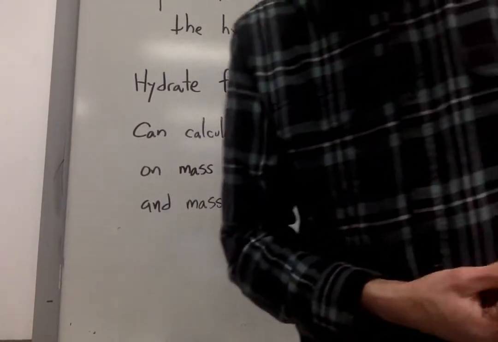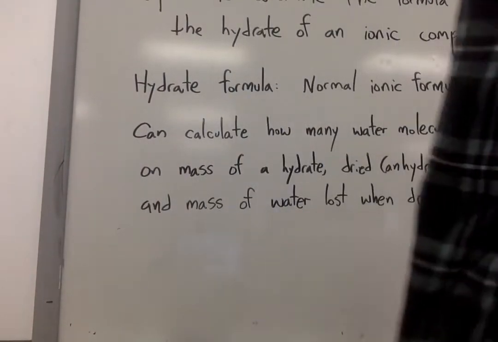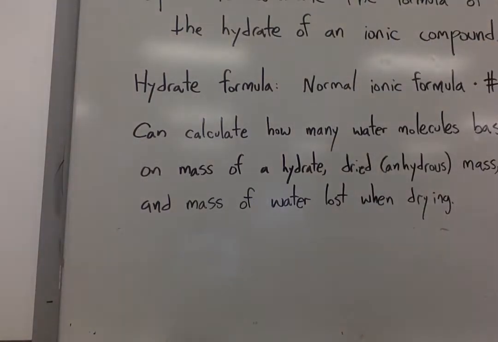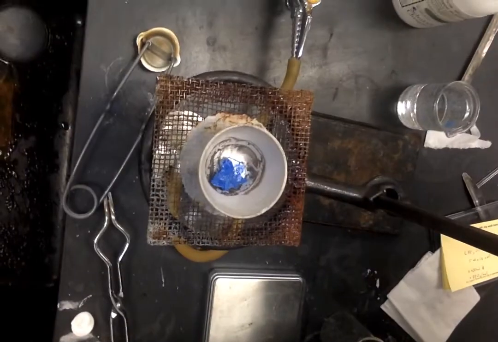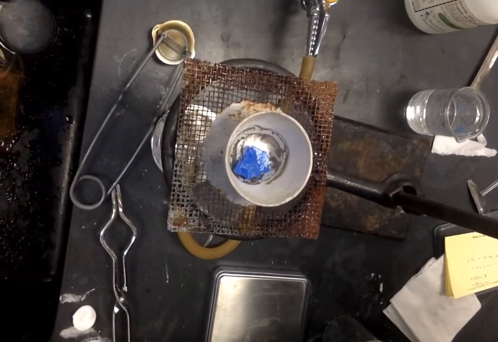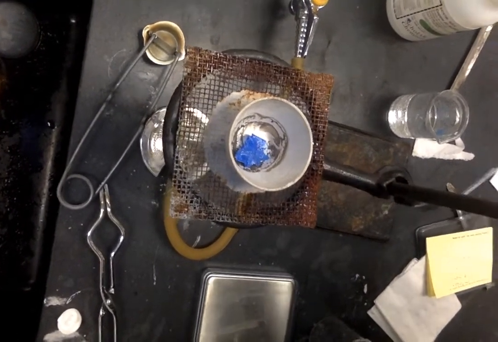All right. Hopefully you're still with me. I'm going to start the experiment with the copper sulfate. This tends to go pretty quickly. And there it is. This is the crystal. Now it's inside the crucible, and the Bunsen burner is going.